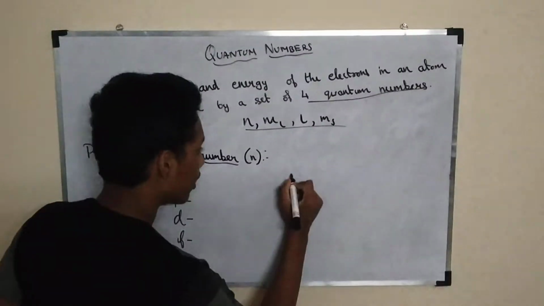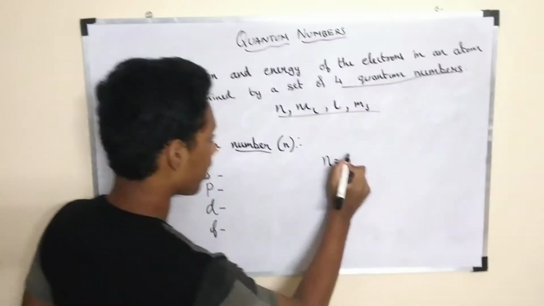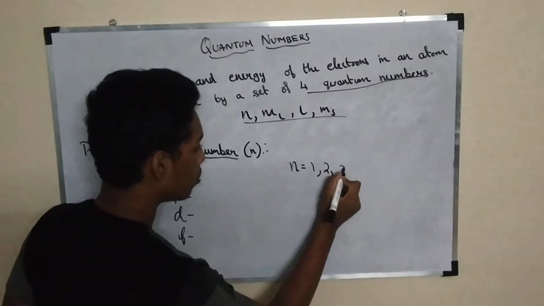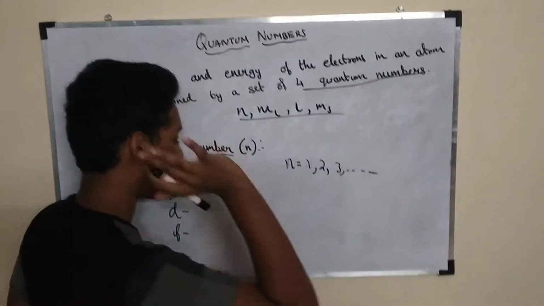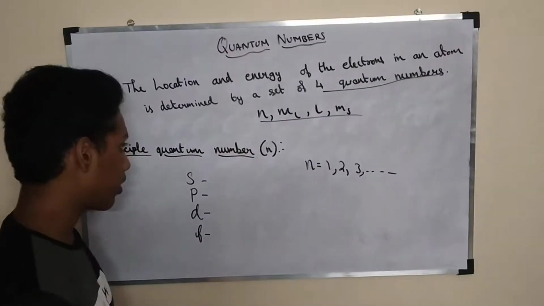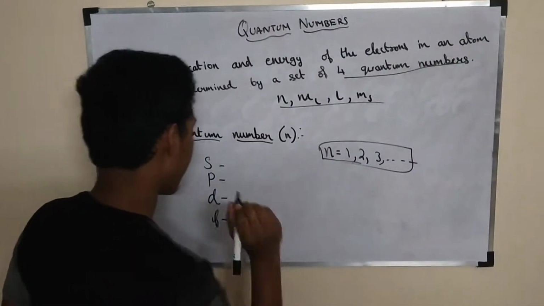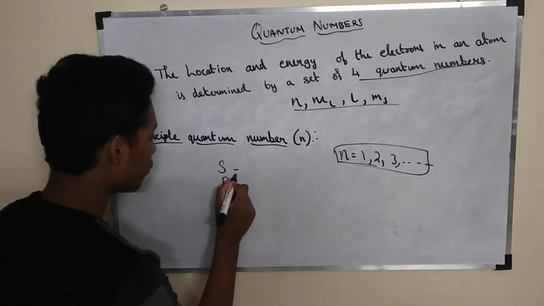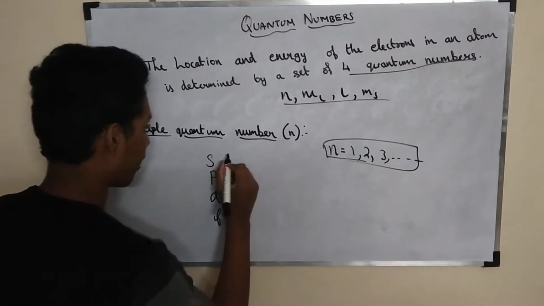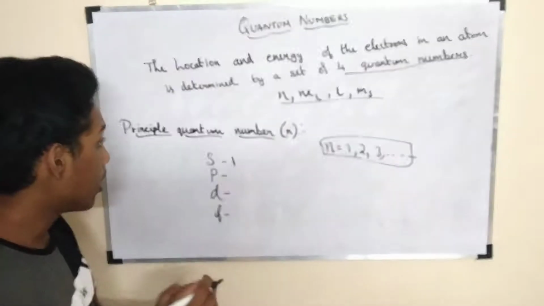Now n value can be any positive integer, right? Any positive integer, 1, 2, 3, and so on. This is the n value. So remember this, guys. For the s orbital, there will be the n value of 1 because it's the closest to the nucleus.